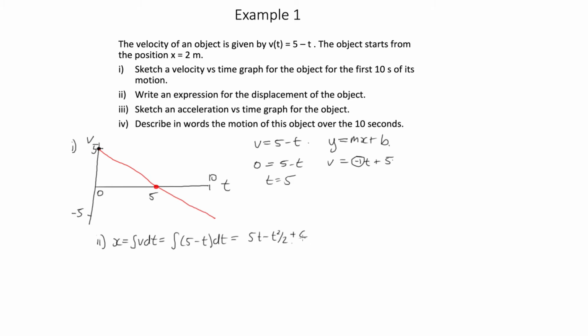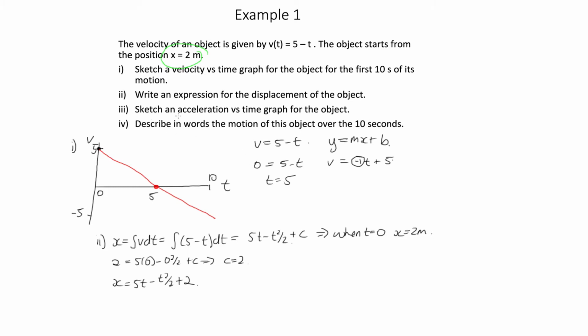So what we'll want to do is work out what c is, and to work out what c is, we can use this x is equal to 2 meters at the start. So that tells us when t equals 0, x is equal to 2 meters. And so we can put 2 is equal to 5 times 0 minus 0 squared on 2 plus c, which tells us c is equal to 2. So this tells us that x is equal to 5t minus t squared on 2 plus 2.